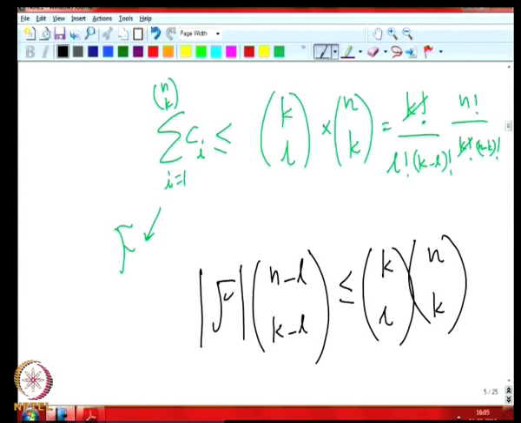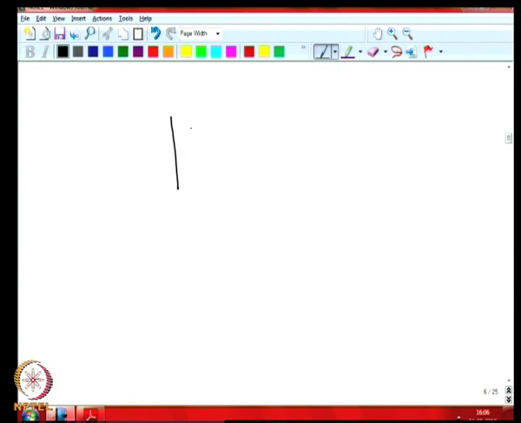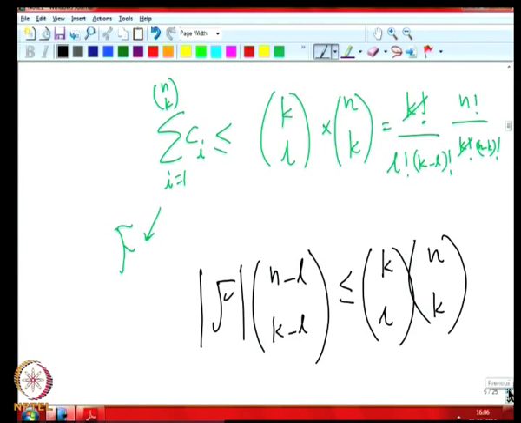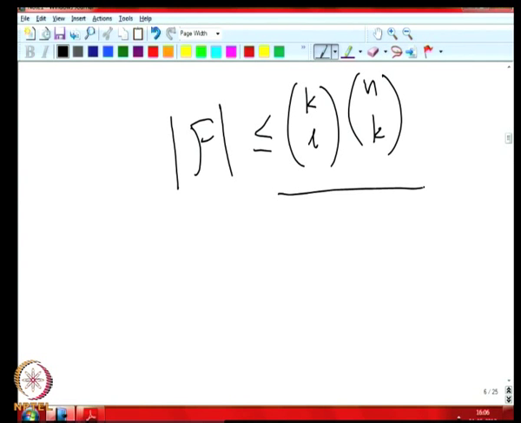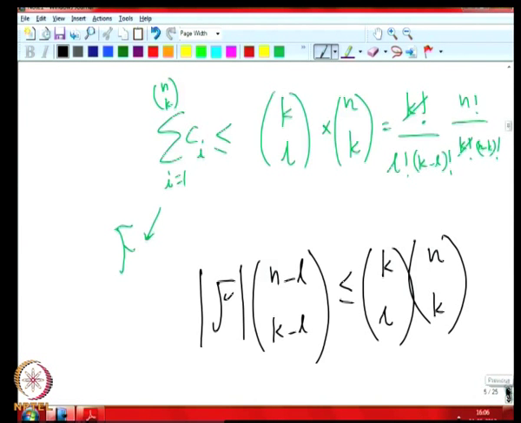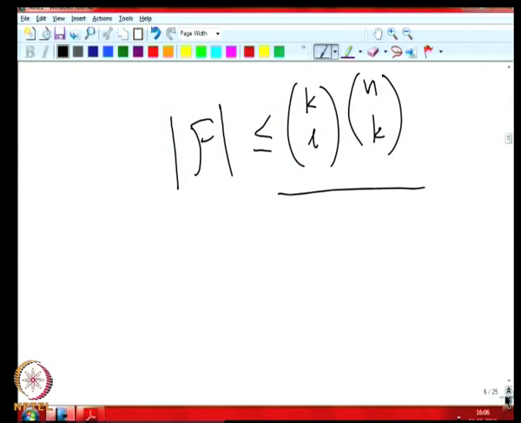Now, of course, the question is, we get cardinality of f is less than or equal to k choose L into n choose k divided by n minus L choose k minus L. I just have to do the manipulation. So we will try it, and see how it works out.